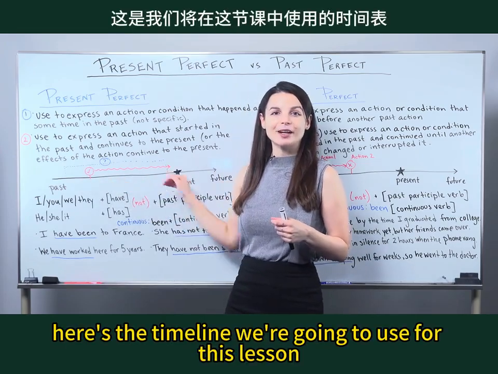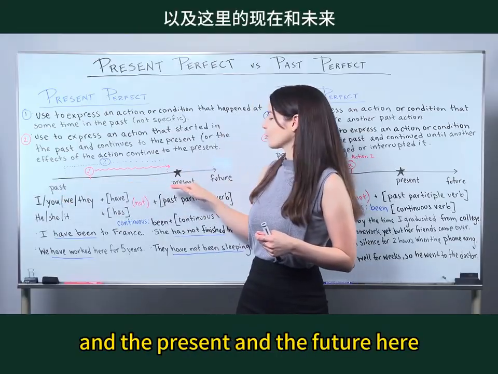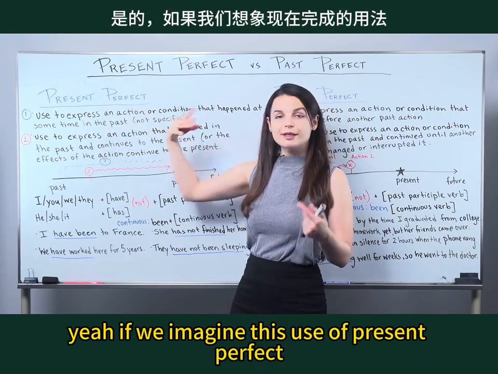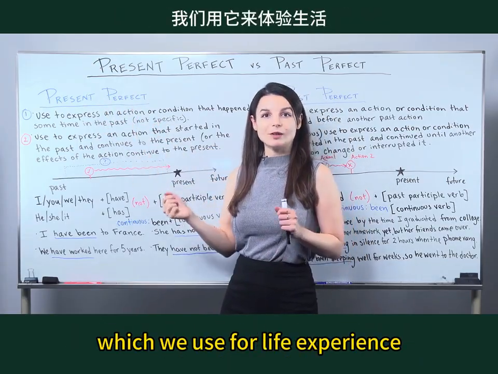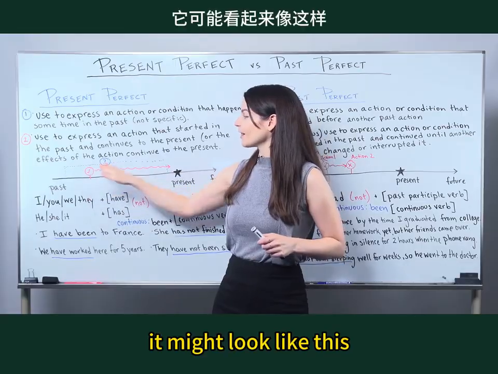So here's the timeline we're going to use for this lesson. We have the past, and the present, and the future here, yeah? If we imagine this use of present perfect, which we use for life experience, like travel experience or job experience, it might look like this.